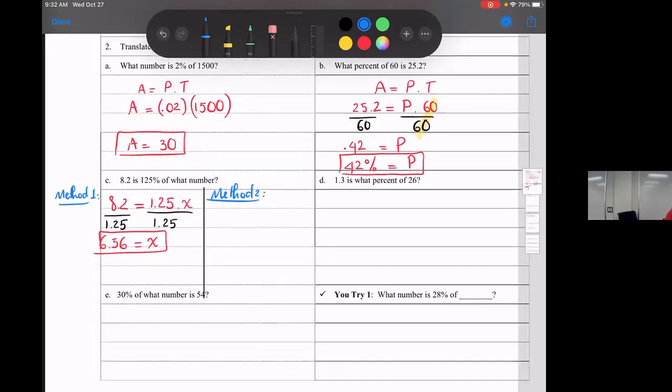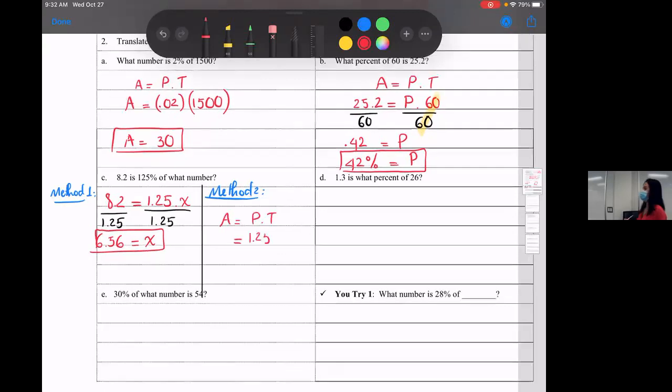Method 2, I'm going to use the formula A equals P times T. 8.2 is A or T? Well, 125%, that's definitely P, so 1.25. 8.2 is A or T? It's A. And T is what we want to find. Divide both sides by 1.25.